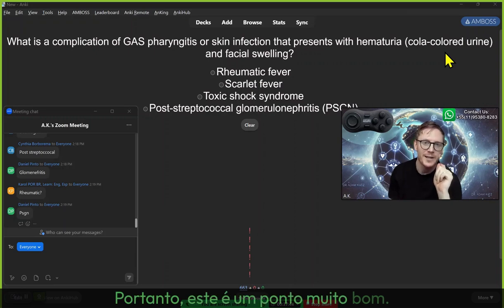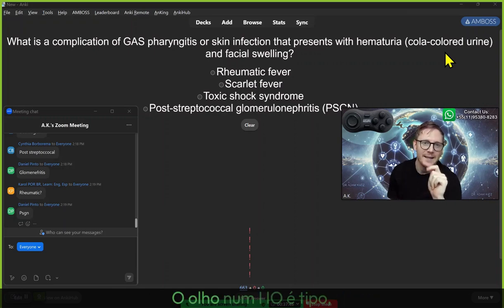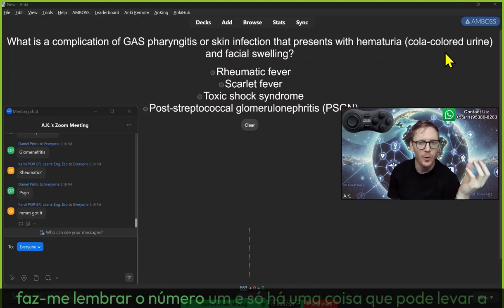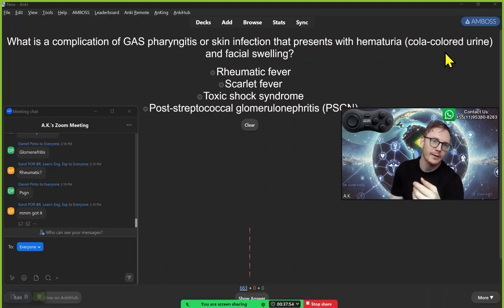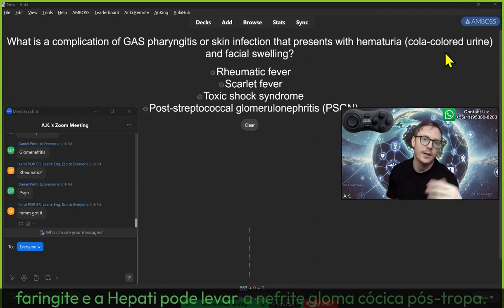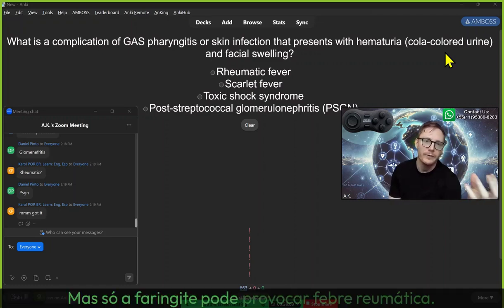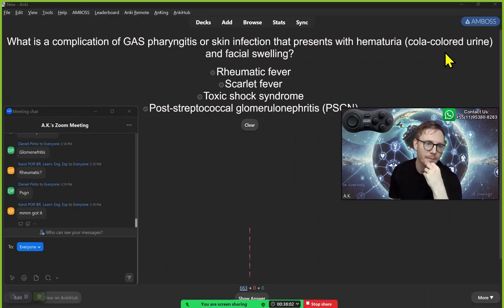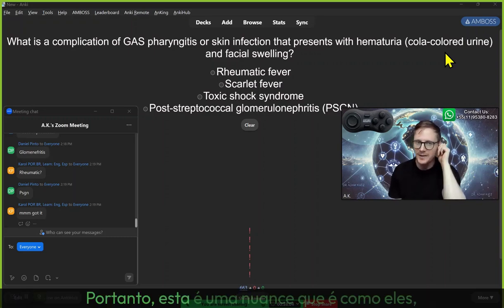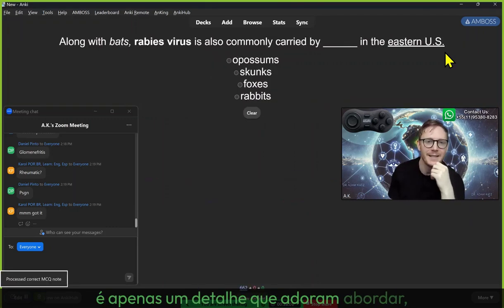So this is a really nice point. The I in impetigo reminds me of the number one, and it only has one thing that it can lead to: post-streptococcal glomerulonephritis. Pharyngitis and impetigo can lead to post-streptococcal glomerulonephritis, but only pharyngitis can lead to rheumatic fever. It's a nuance, just a detail they love to go into.